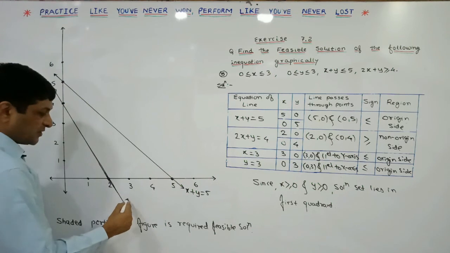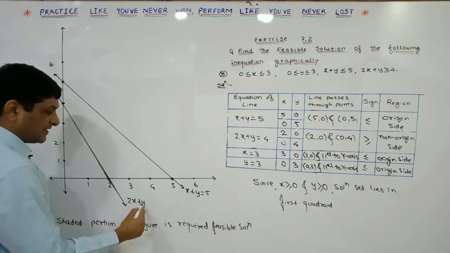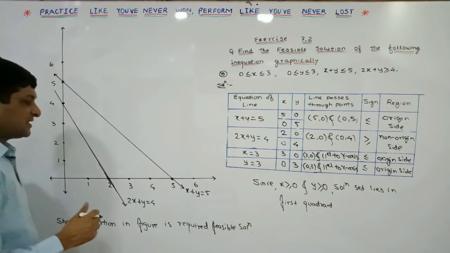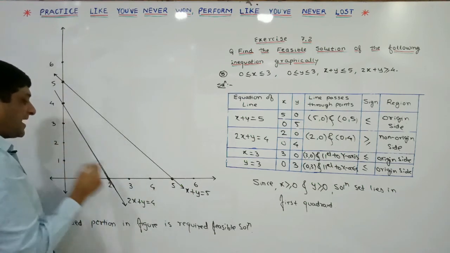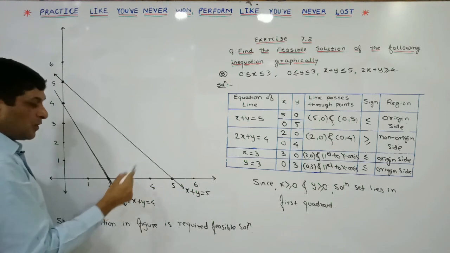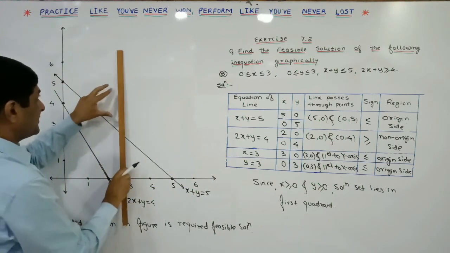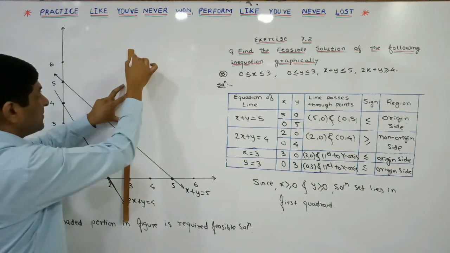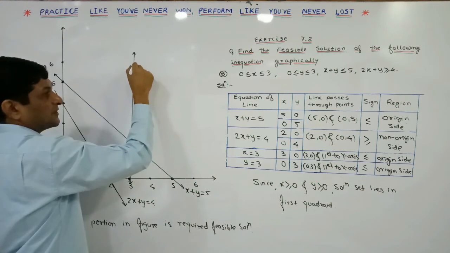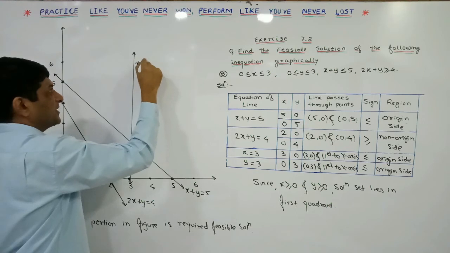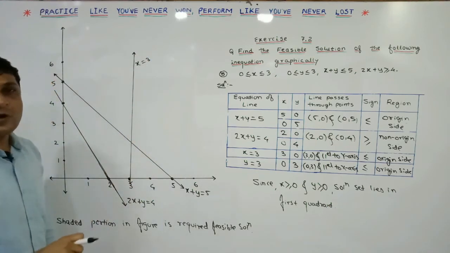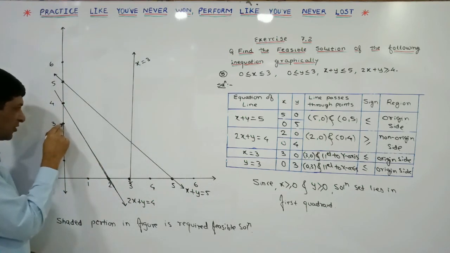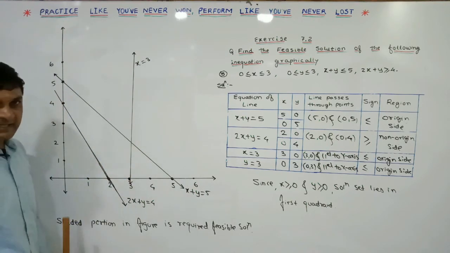So what is the equation of the second line? 2x plus y is equal to 4. Third line is x is equal to 3. X is equal to 3 means a line parallel to the y axis that passes through 3 comma 0. So this is the position of the point 3 comma 0. Draw a line passing through this point and parallel to the y axis. So what is the equation of this line? X is equal to 3. Lastly, let us draw the line y is equal to 3, which passes through the point 0 comma 3 and is parallel to the x axis.